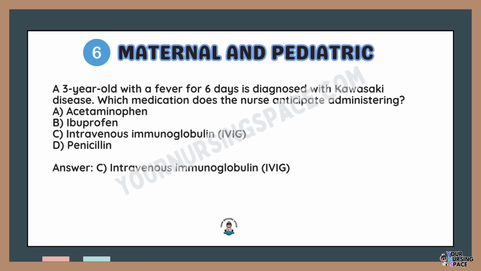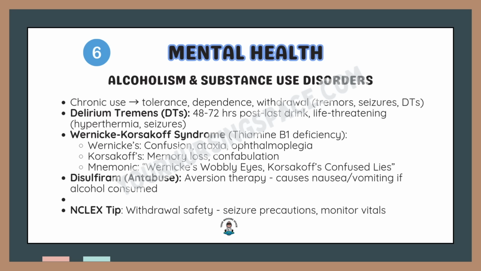IVIG is the primary treatment for Kawasaki disease, with aspirin, to reduce inflammation and prevent coronary artery aneurysms. A and B reduce fever but don't treat the vasculitis. D is for bacterial infections, not Kawasaki. Let's continue rolling with the mental health lecture.